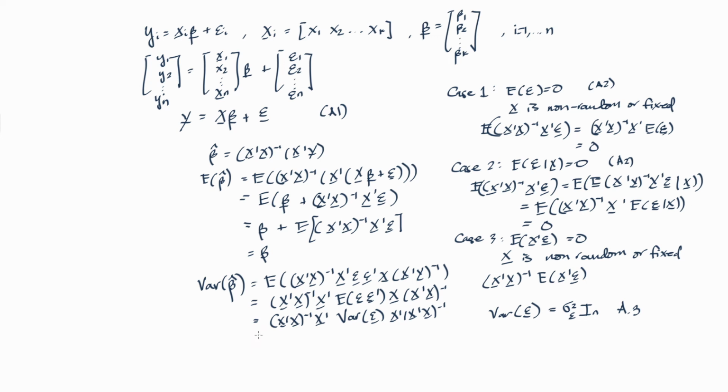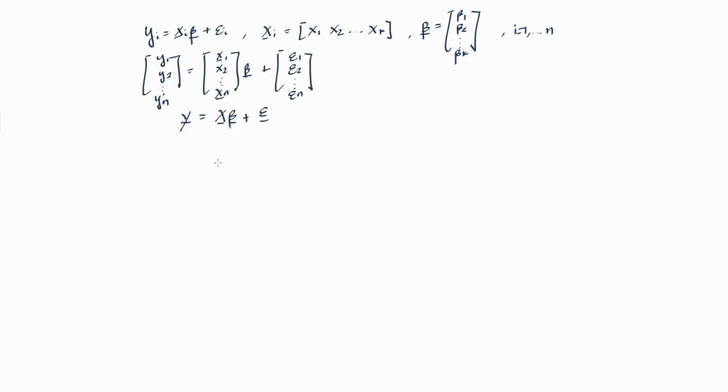If we have assumption A3, then the variance of epsilon is simply sigma squared epsilon I sub n, times X (X prime X) inverse on this side, and (X prime X) inverse X prime on the other side, giving us the expression sigma squared epsilon (X prime X) inverse, which is the homoscedastic covariance matrix of beta hat.